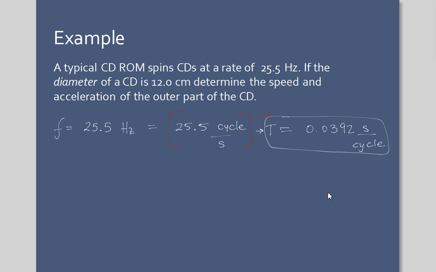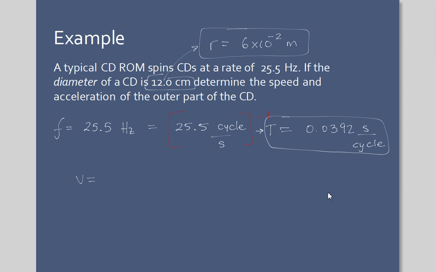They've given you the diameter of the CD, which you obviously don't need. You need the radius. So radius is 6 times 10 to the negative 2 meters. Just converting the centi. If you look on your data sheet, what is centi? Centi is 10 to the negative 2. And of course I divided it by 2 because we want the radius, not the diameter. And then determine the speed and the acceleration.